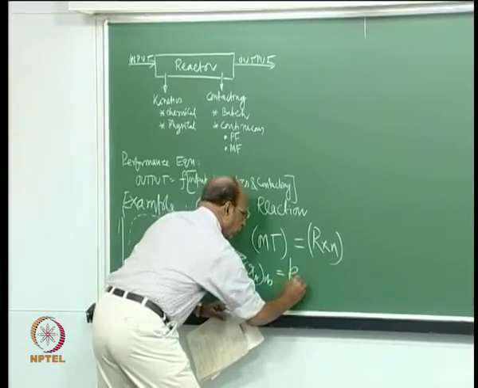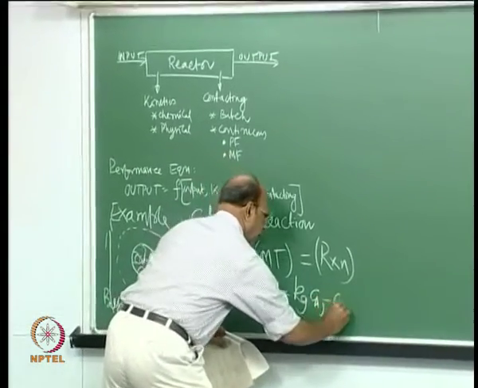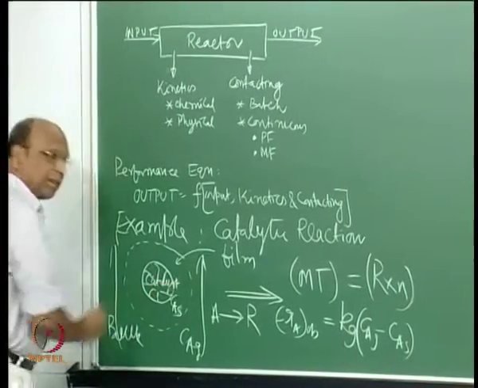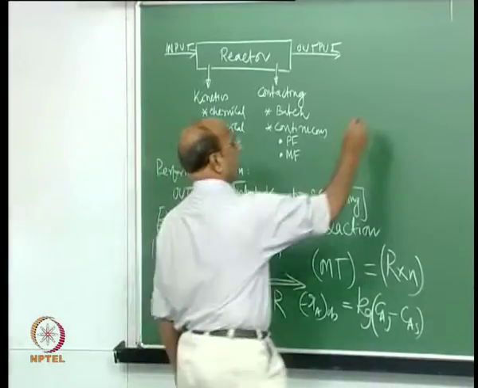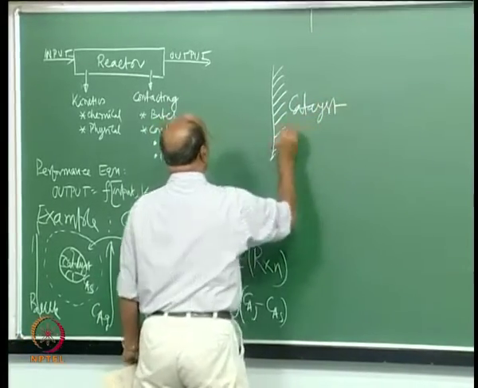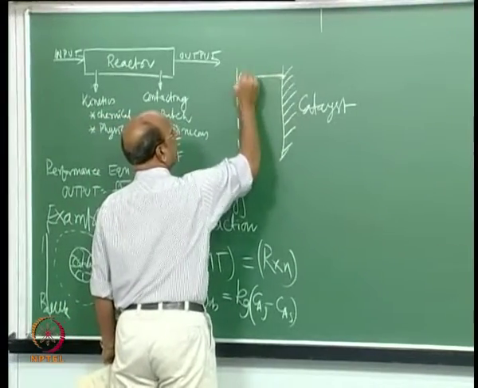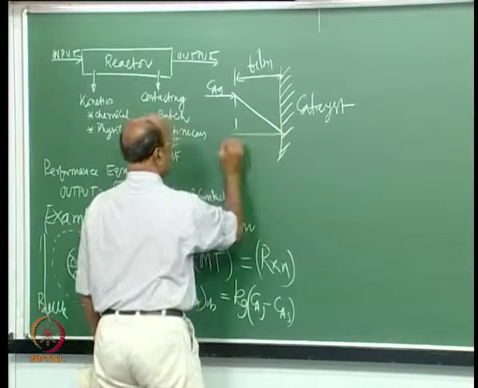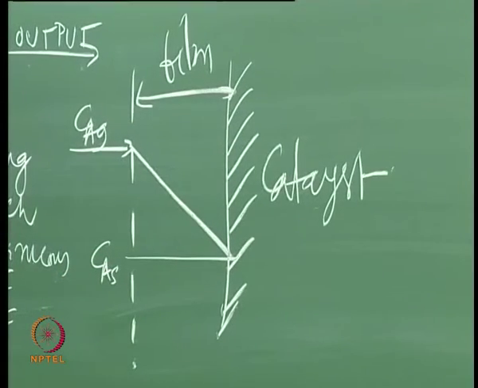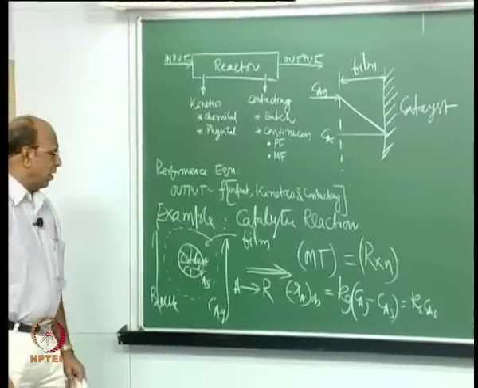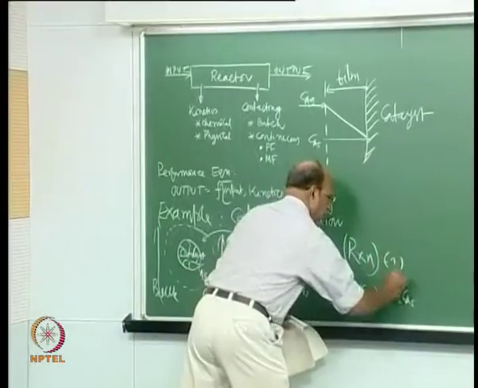r_A,ob equal to this equation, already k_g (C_Ag minus C_As), and I think in between I have missed something here, the model for writing this equation. Yes, this is the catalyst, and then this is the film, and this is C_Ag, and in general I may have this one as C_As. It is exactly the same as yesterday's example that we have taken, correct? So that is why this equation is also k_s C_As. And this is equation 1 and equation 2.